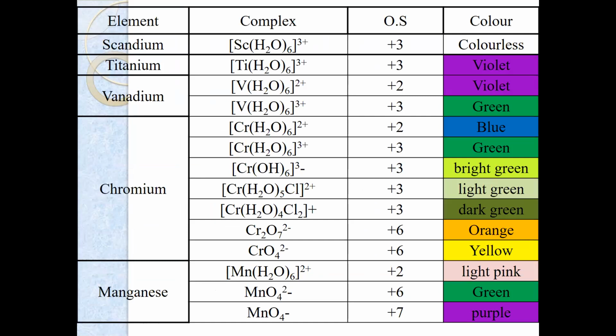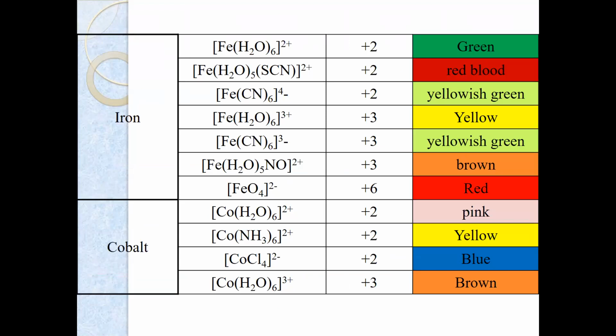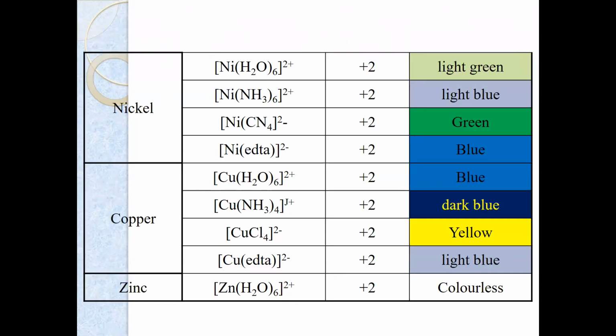You need to at least remember for chromium 3+, green, Cr2O7 2-, orange, Mn2+, light pink, MnO4-, purple. And then iron, you must remember Fe2+, Fe3+, green and yellow, or green or brown also can. And then Fe(H2O)5SCN 2+, okay, so this one, blood red solution. And then nickel is green.